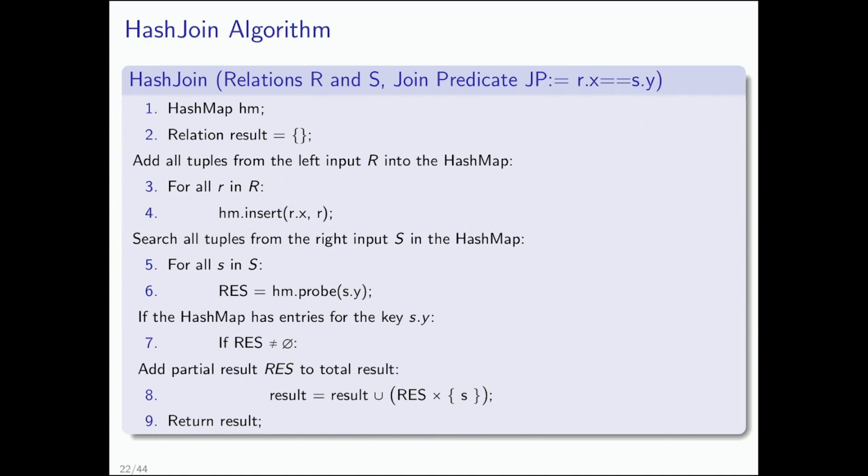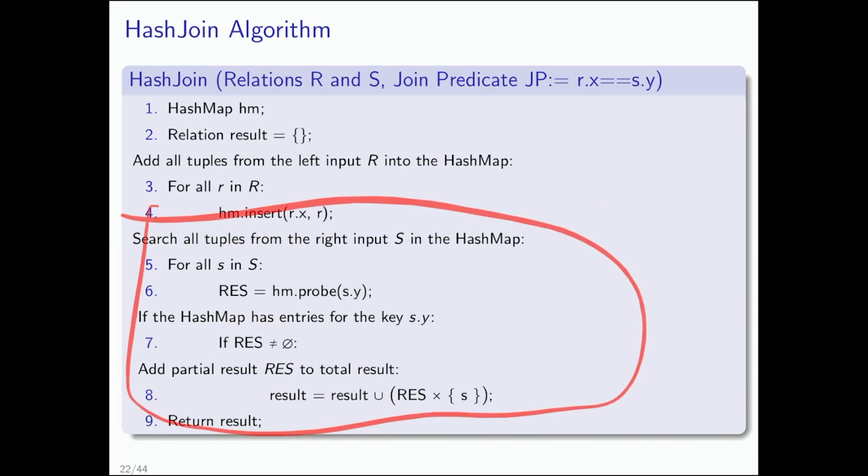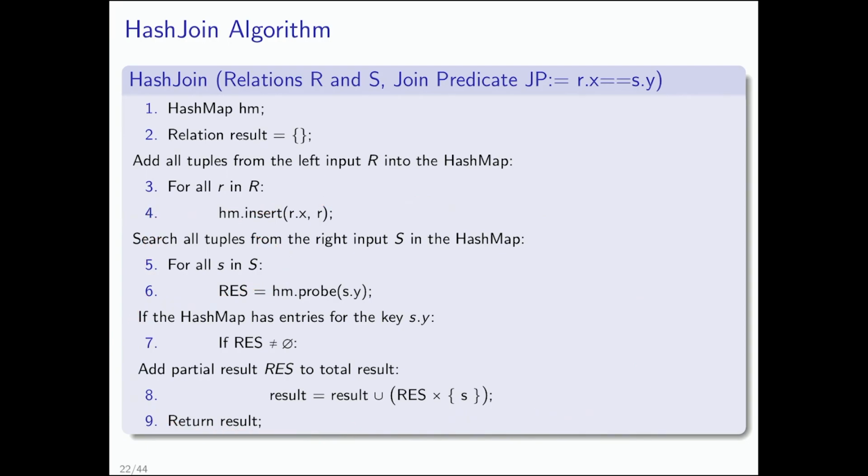That's called the build phase. And then there's a probe phase, that's this here. Basically, now you look at S, and for each tuple from S, you do a lookup into that hash map using column Y. You probe or search or get, however the function is named in your hash map, and then you check whether that returns a result. If it returns a result for the key, so if it's not the empty set being returned, there is an entry for that, then you append this to your result set of the join.